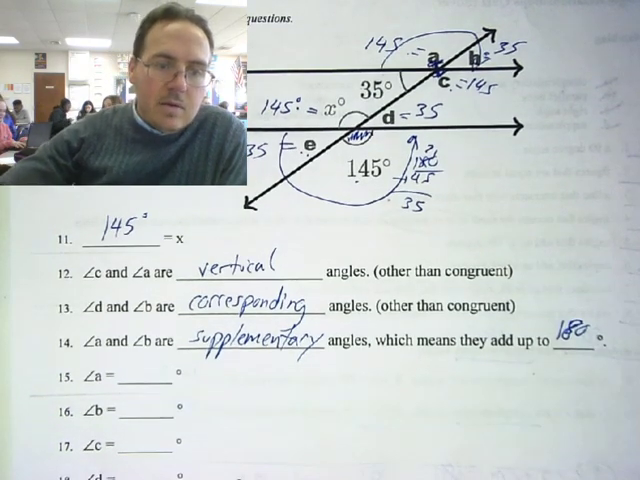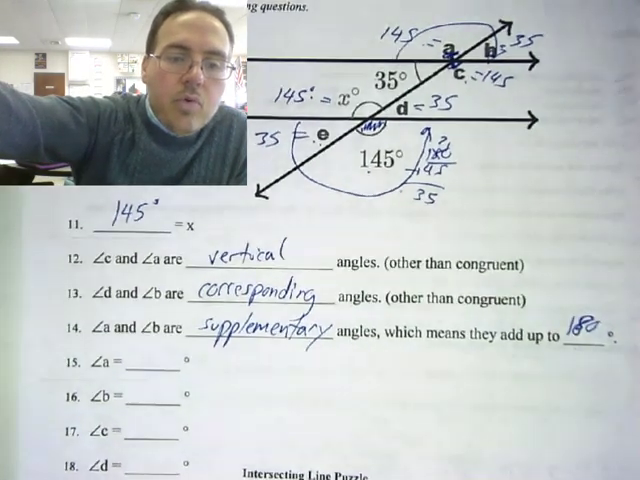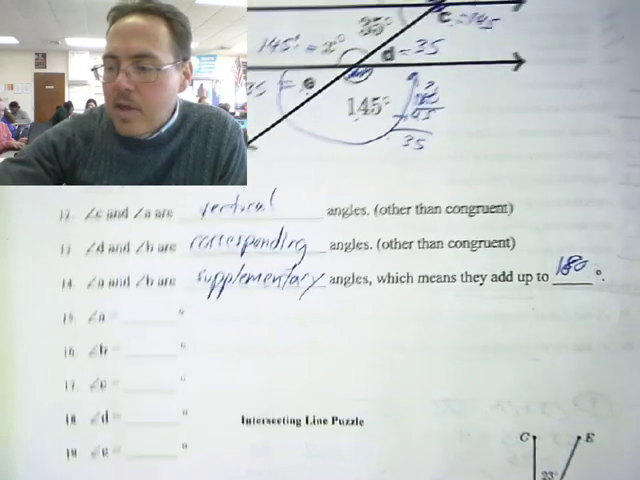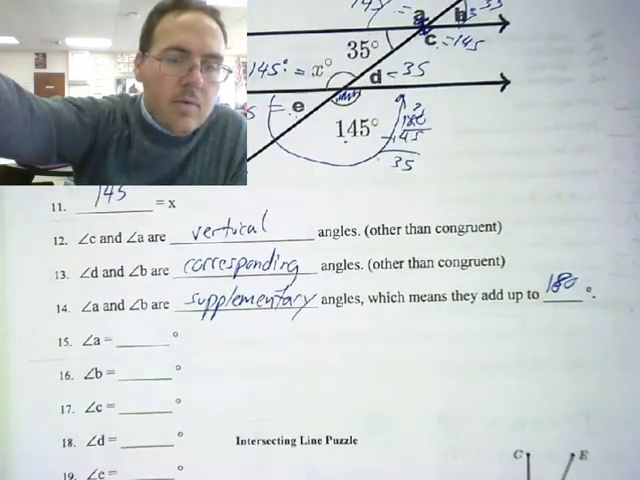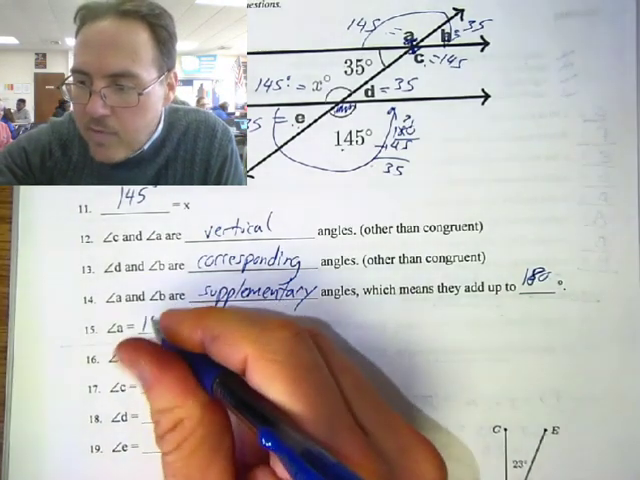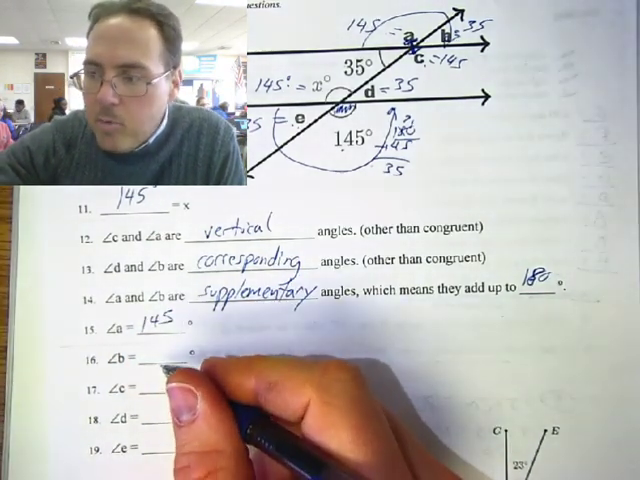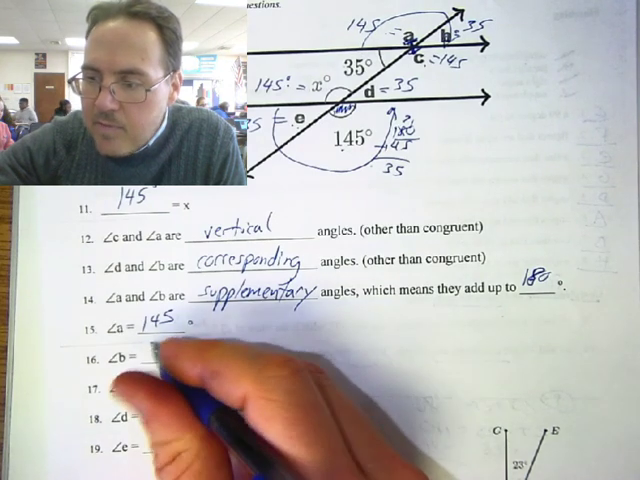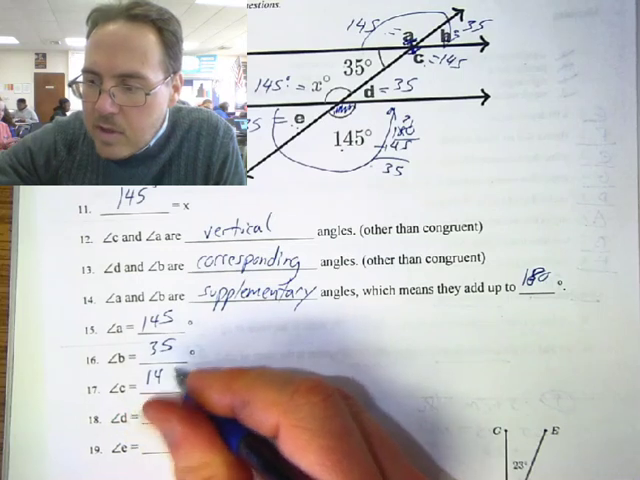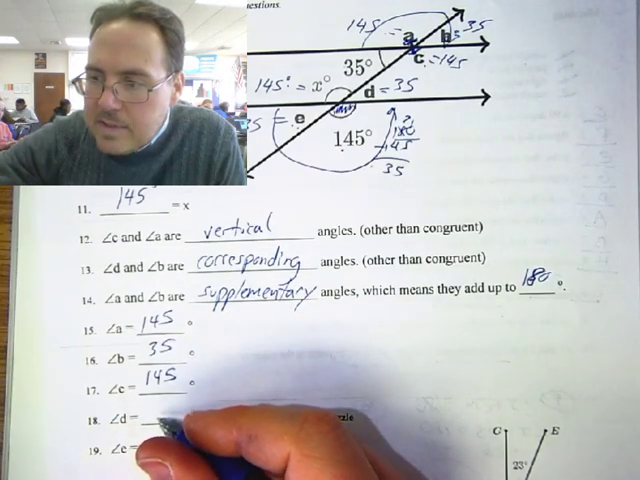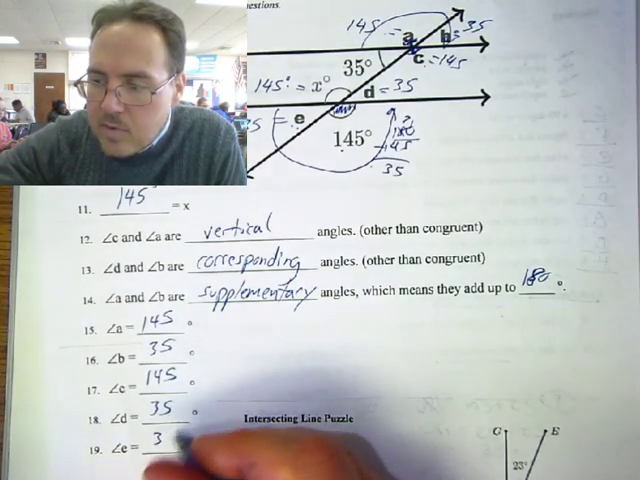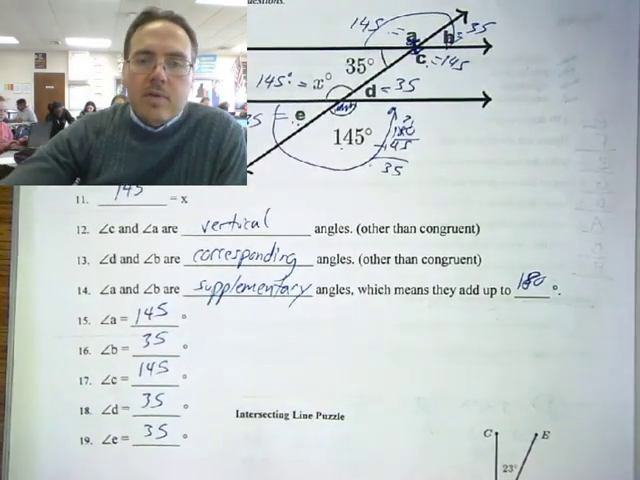So 15 through, I think it's 19, yeah. So 15 through 19, we're still going to be using the image that I just solved, basically. So 15, what is angle A? We've already established that's 145 degrees. Angle B is 35 degrees. Angle C is 145 degrees. Angle D is 35 degrees. And angle E is 35 degrees. Those were already filled in.